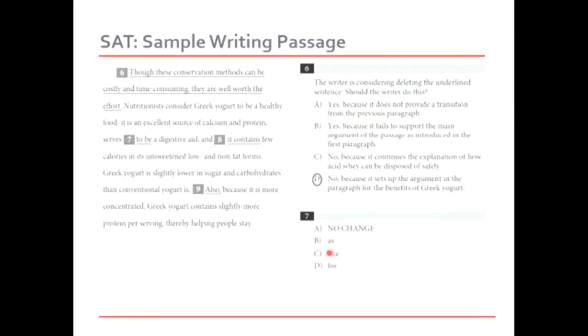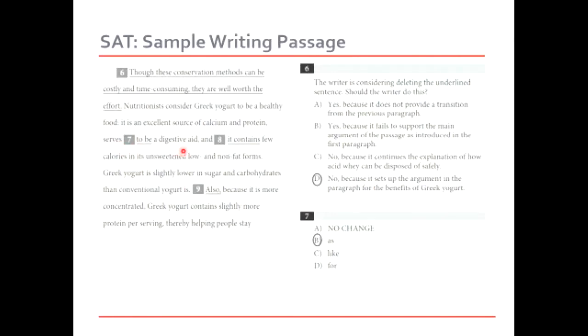Let's look at the options. B, as, serves as a digestive aid. C, serves like a digestive aid. D, serves for a digestive aid. Guys, the right answer over here is going to be "as," because look at the sentence structure. Nutritionists consider Greek yogurt to be a healthy food. It is an excellent source of calcium and protein, serves as a digestive aid, right?